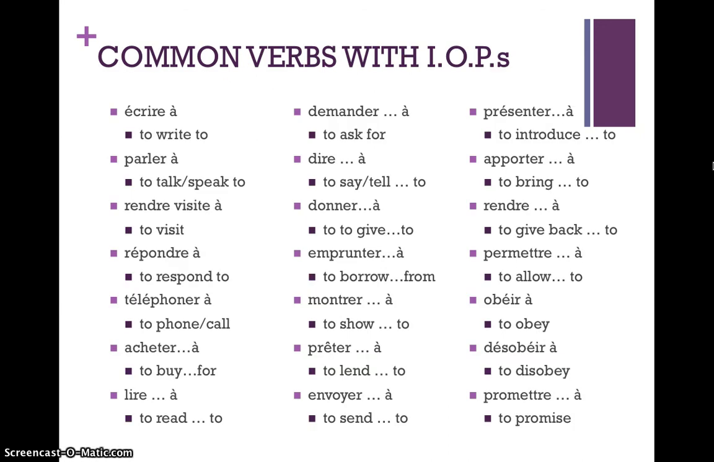Here are some common verbs with IOPs. I would suggest that you pause the video to keep note of these. Notice that they all have à, and some of them have direct objects too, meaning that you might buy something or read something. And we will take a look at what happens with these verbs when you have both a DOP and an IOP later.